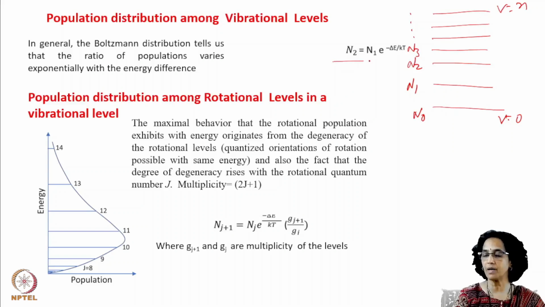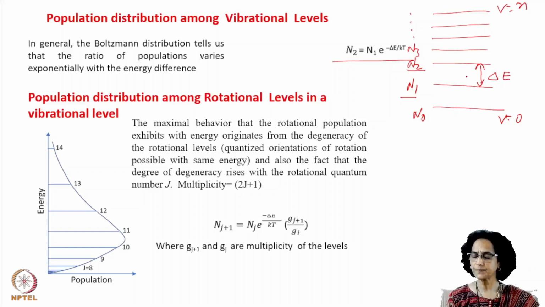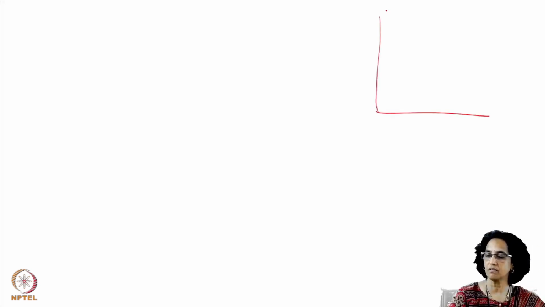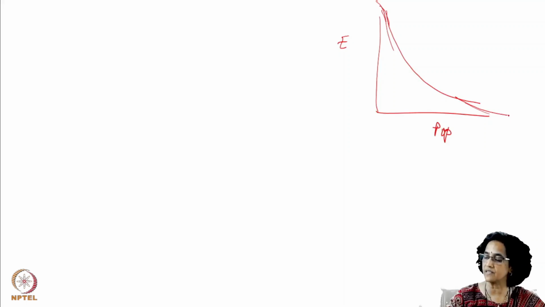And this is given by, if suppose we are talking about N2, that is the population here, in terms of N1, then N2 is N1 e raised to minus delta E by kT, where delta E is the difference between the two energy levels. Right? So then how is the population distribution? This is the population and this is energy. So you know that the population in higher energy levels is much, much smaller, and the population increases as you come to the lower energy levels, right?